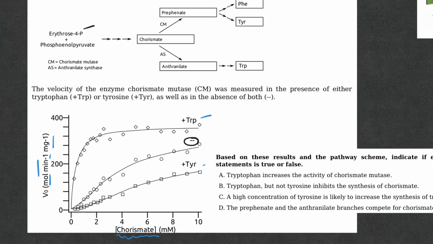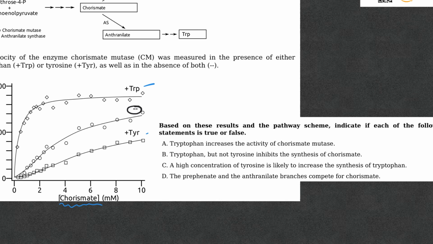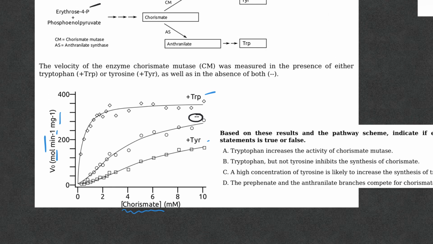Let's try. The first statement says tryptophan increases the activity of chorismate mutase. Okay, so this is without tryptophan and this is with tryptophan. We can clearly see that yes, there has been an increase in the activity of chorismate mutase, right? Compared to the baseline. Baseline is none. So this goes out to be true. Very easy. Yes.